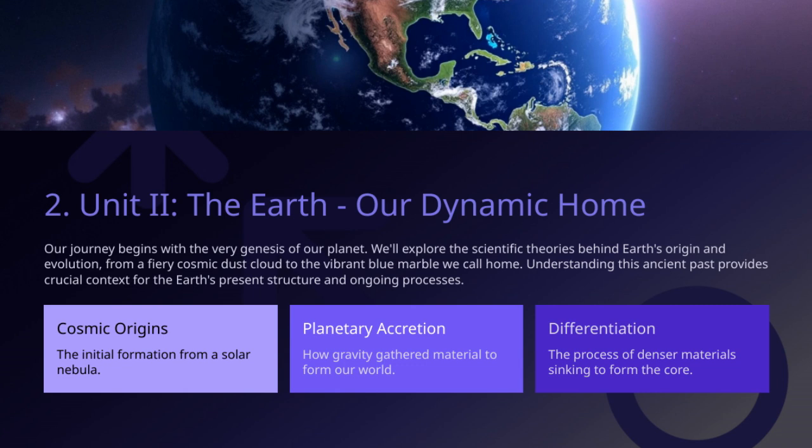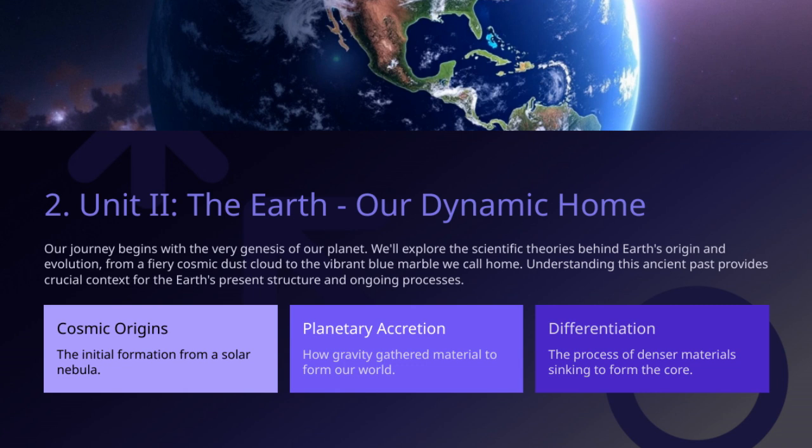Now, moving back a bit, planetary accretion was the initial step in Earth's formation. It all started from a solar nebula, a giant cloud of gas and dust orbiting our young sun. Over time, particles collided and stuck together, gradually building up the planet. And this entire story, from cosmic dust to a fully formed planet, is part of our cosmic origins. Understanding this helps us see how Earth evolved from a fiery, chaotic beginning into the vibrant, dynamic home we know today.